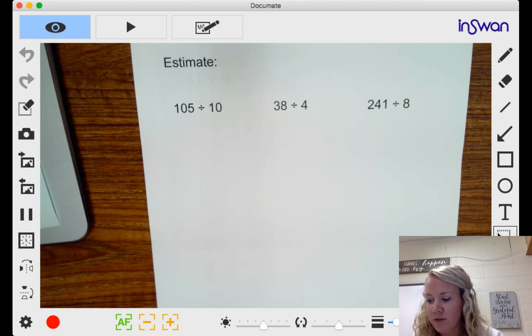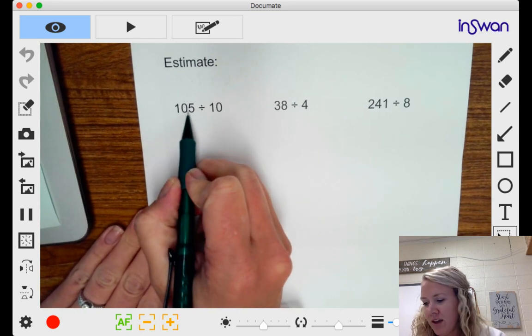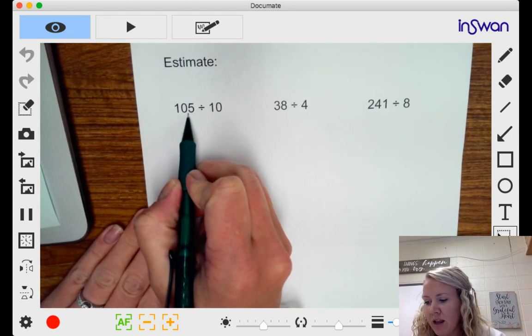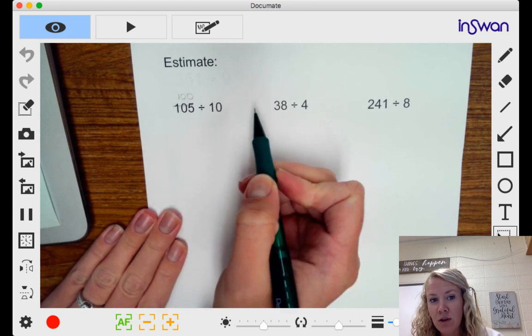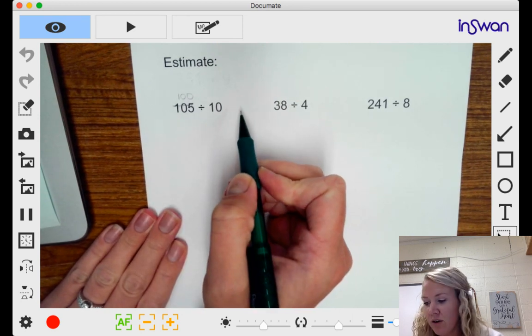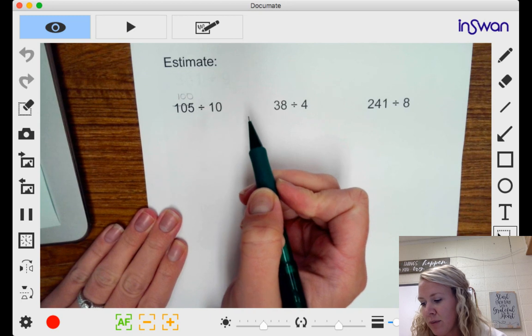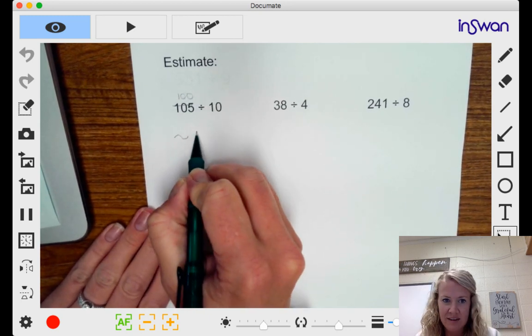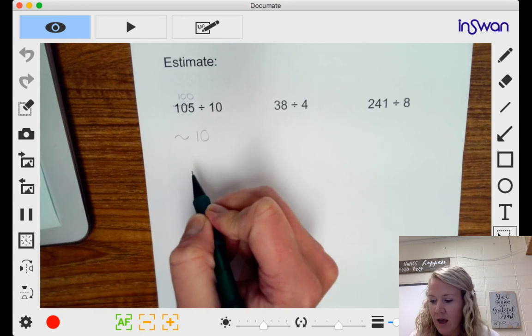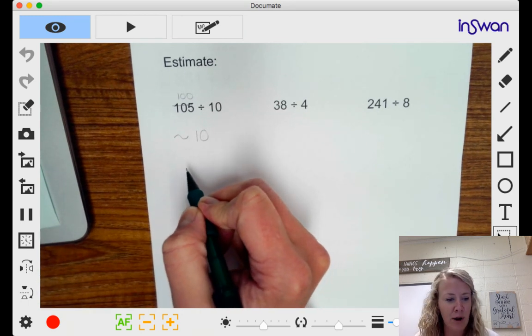So if I look at this first one, 105 divided by 10, I'm going to think of this as 100. When we're estimating, you should round numbers to whole numbers or numbers that you know divide nicely. And 100 divided by 10, my answer is going to be approximately 10, because 10 times 10 is how I get 100. I put the squiggly line because that means approximately.